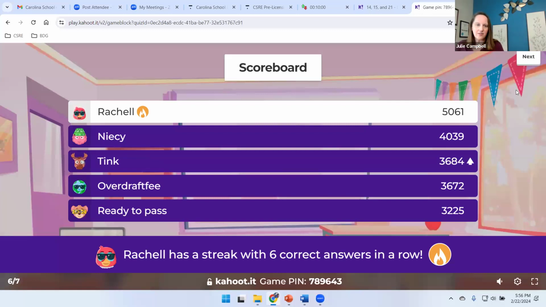So Rochelle's still on top, on fire this round with Nisi. Tink keeps creeping up. Overdraft fee ready to pass. Rochelle has 6 correct in a row.